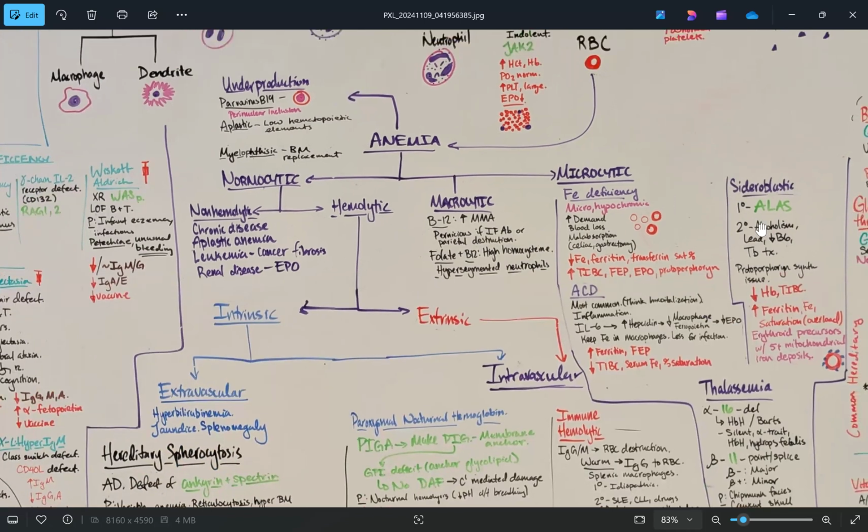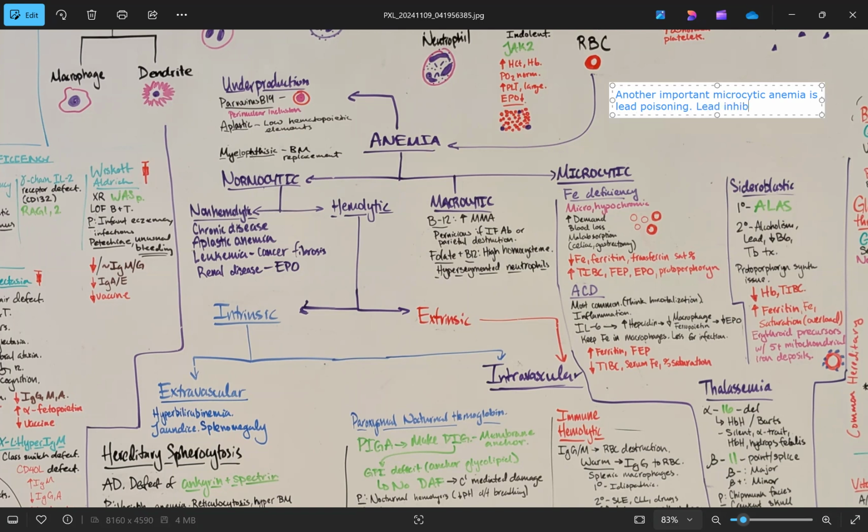For hemolytics, there's two different groups. Well, actually four different ways to categorize it. You can categorize it as either intrinsic and extrinsic, or extravascular and intravascular. Intrinsic is usually due to gene or protein defects. Extrinsic is usually something outside, like mechanical damage or chemical damage.